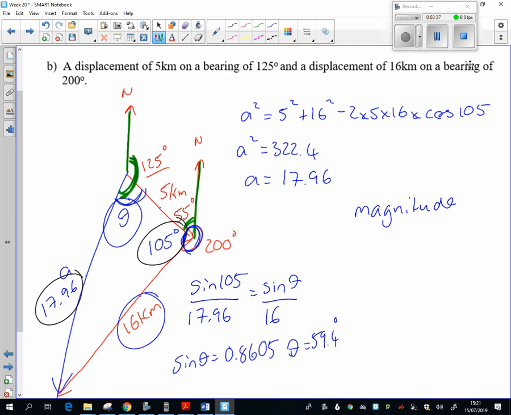Okay, and then the final thing is just to think about how I should give those answers. So magnitude, well again, this time in fact the magnitude seems to be to the nearest kilometre. So the sensible way to round that answer would be 18 kilometres, and the bearings are to the nearest degree. So let's just think there. So I'm going to round that to 59 degrees. So looking back here, it's 125 plus 59. So the bearing is going to be 100 and what's that going to be? 184 degrees.